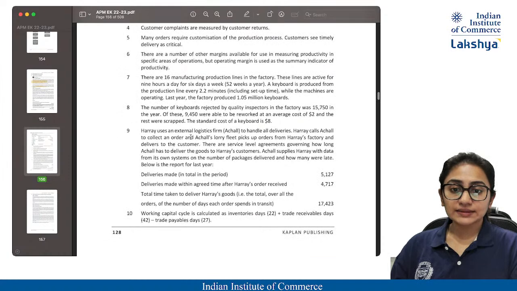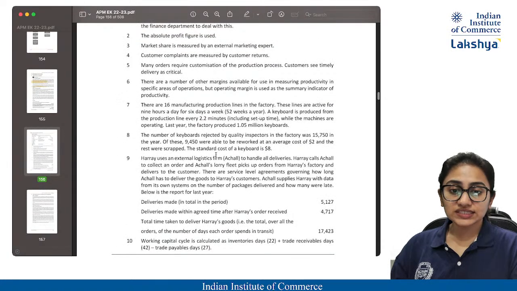Harry uses an external logistics firm, HL, to handle all deliveries. Harry calls HL to collect an order, and HL's lorry fleet picks up orders from Harry's factory and delivers to the customer. There are service level agreements governing how long HL has to deliver the goods to Harry's customers. HL supplies Harry with data from its own system on the number of packages delivered and how many were late. Below is the report for the last year.